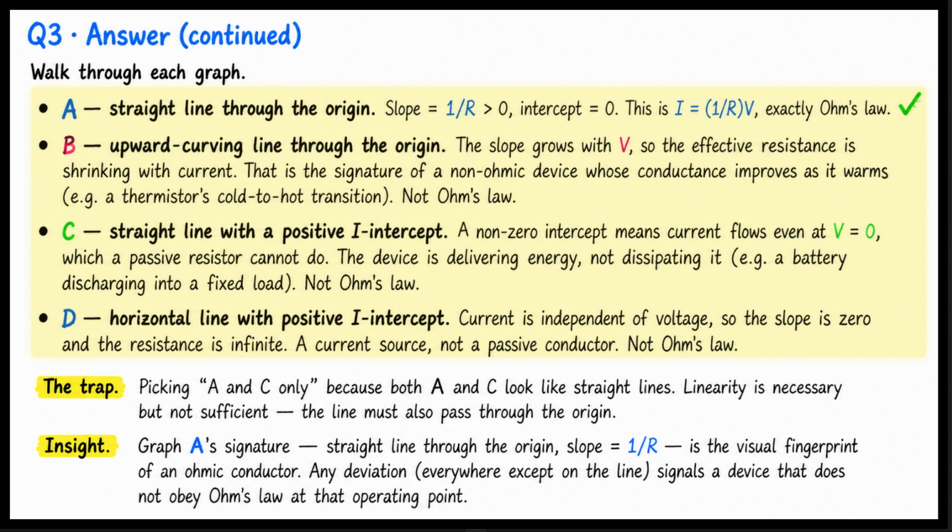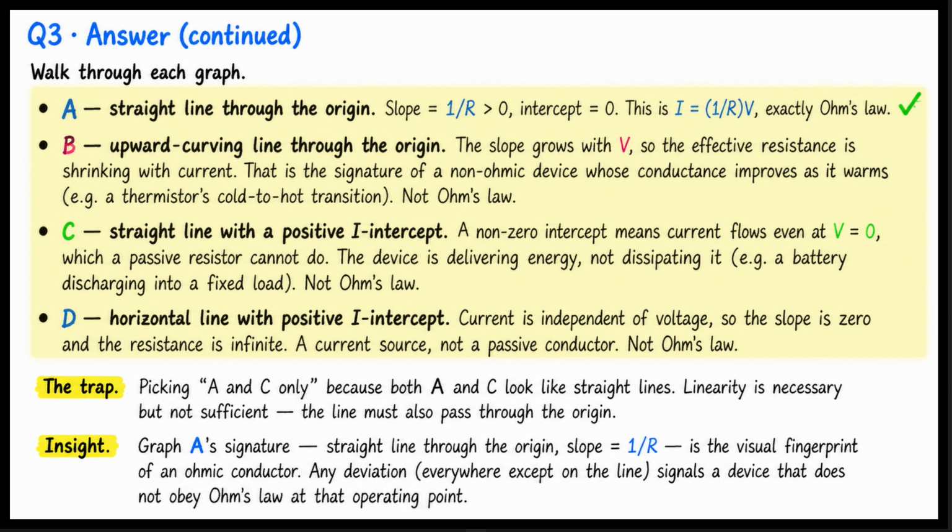Graph B is an upward curving line through the origin. So R is not constant here. As V increases, the slope grows, meaning the effective resistance is falling. That's a non-ohmic device whose conductance improves as it warms. A thermistor's cold to hot transition is the textbook example. Not Ohm's law.